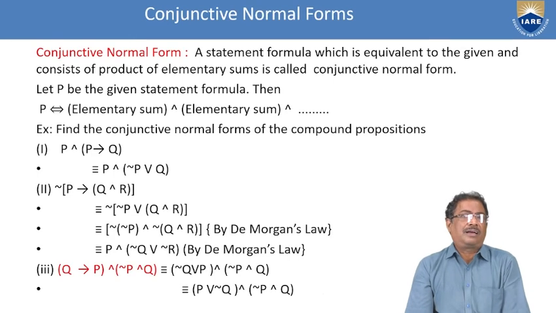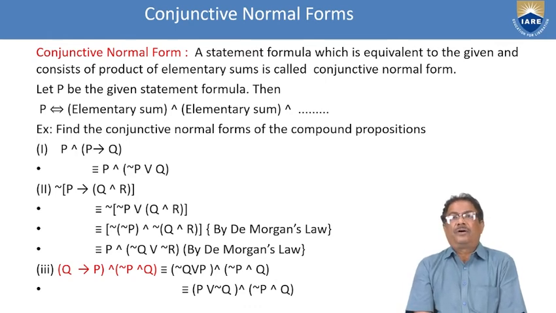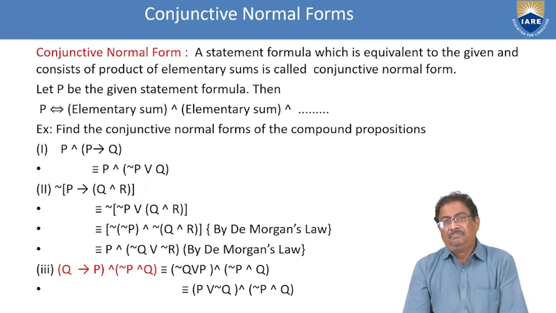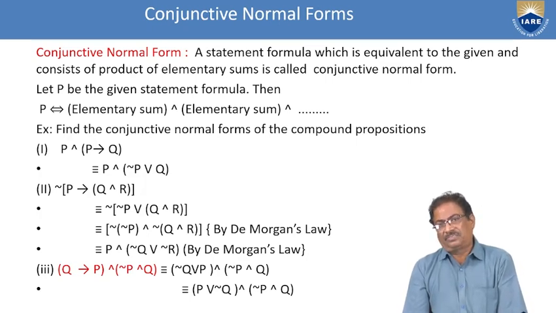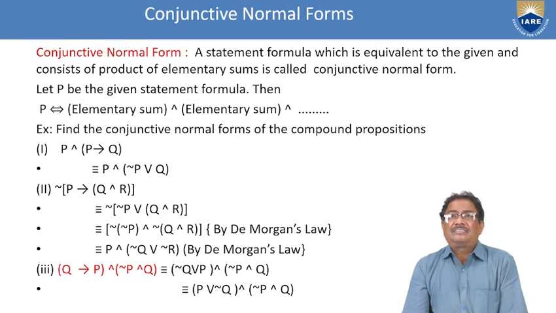Let us now take the other concept: conjunctive normal form. The earlier one is the sum of the elementary products. Now, completely opposite to this, it is nothing but the dual of that. So it is a product of elementary sums. A statement formula which is equivalent to the given one and consists of a product of elementary sums is called conjunctive normal form.